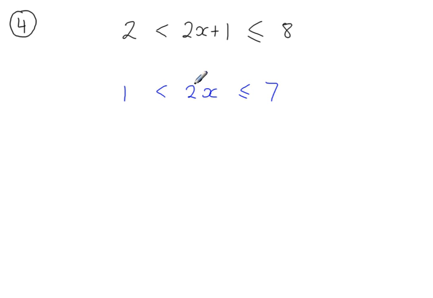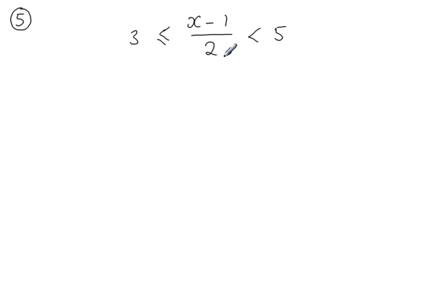Now I want to divide by 2. So divide this by 2, divide this by 2, and divide this by 2. So 1 divided by 2 here, 2x divided by 2 leaves you with x, and here you've got 7 divided by 2, and that is your final answer. You want the x in the centre if you have a question like this to begin with.